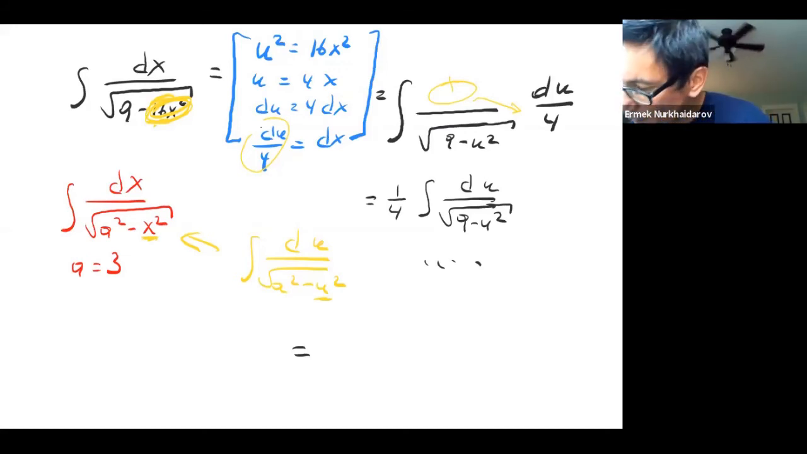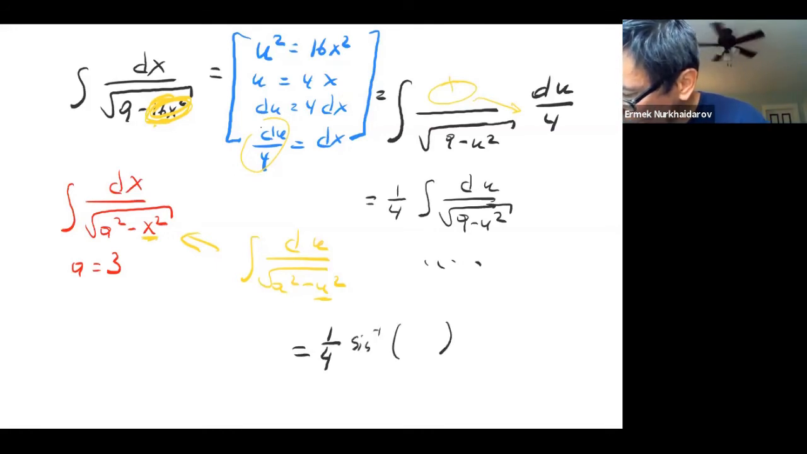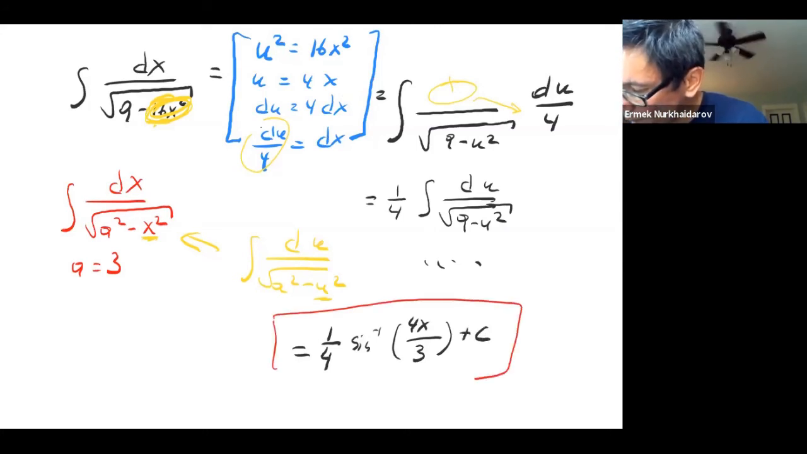So let me try. 1/4 stays in front. We don't want to forget it. And a is going to be 3, so we're going to get sine inverse of u over 3, and we recall that u equals 4x.